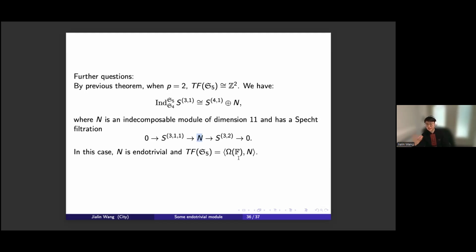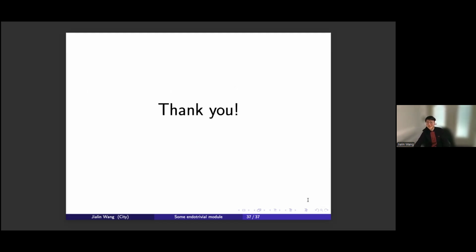So we want to do the same for this 11-dimension indecomposable module for S5 as well, and that is still ongoing. Okay, basically that's all.